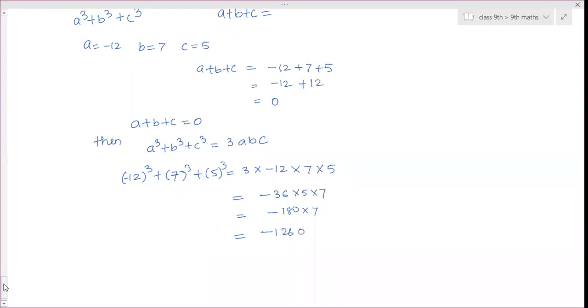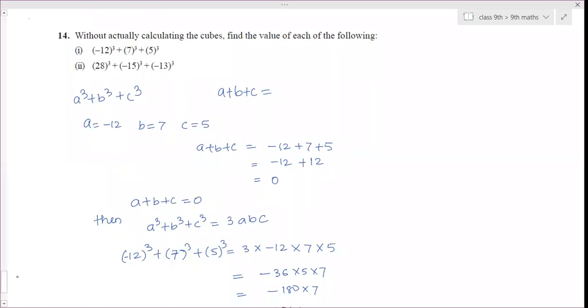That's it. No need to find out the cubes and then add, subtract. No need to do anything. Is it clear? So whenever the cubes of 3 terms are given, it is always in the form of the last identity. That is, if a plus b plus c is 0, then a cube plus b cube plus c cube is equal to 3abc. Is this clear?